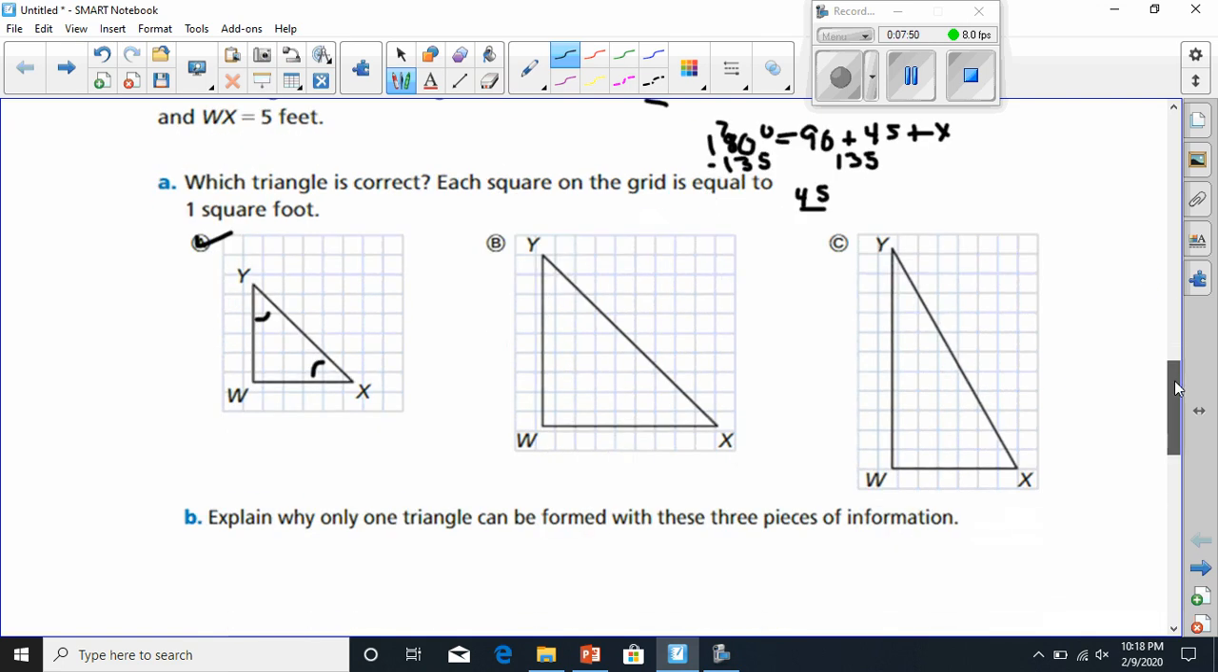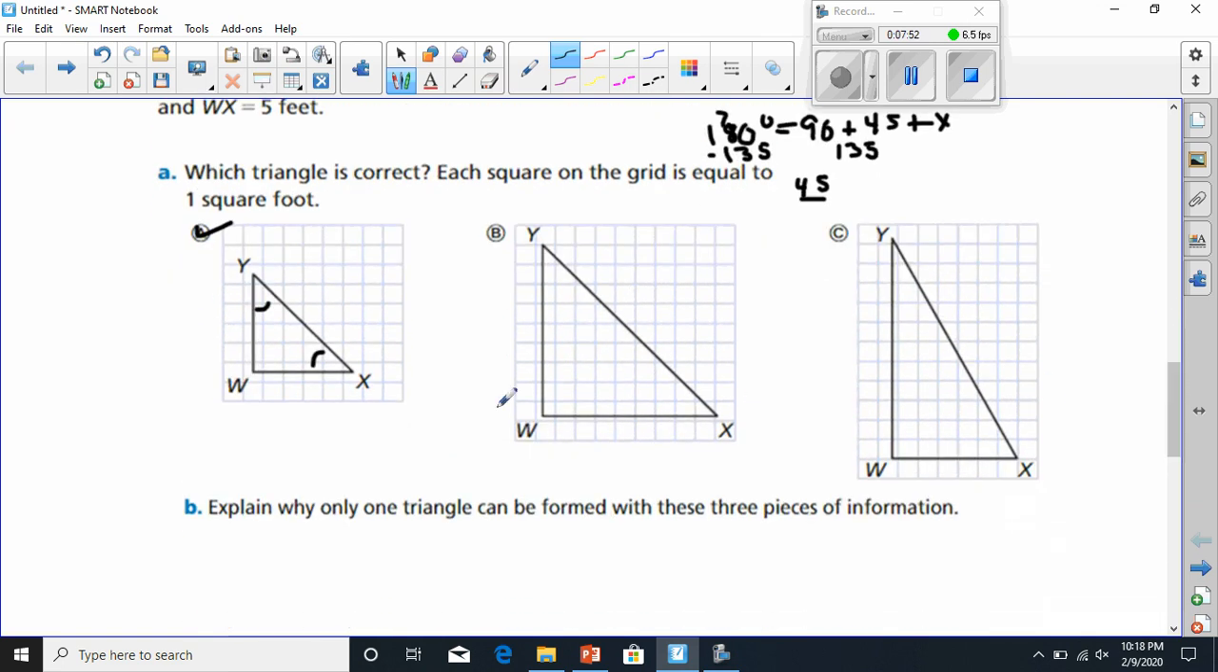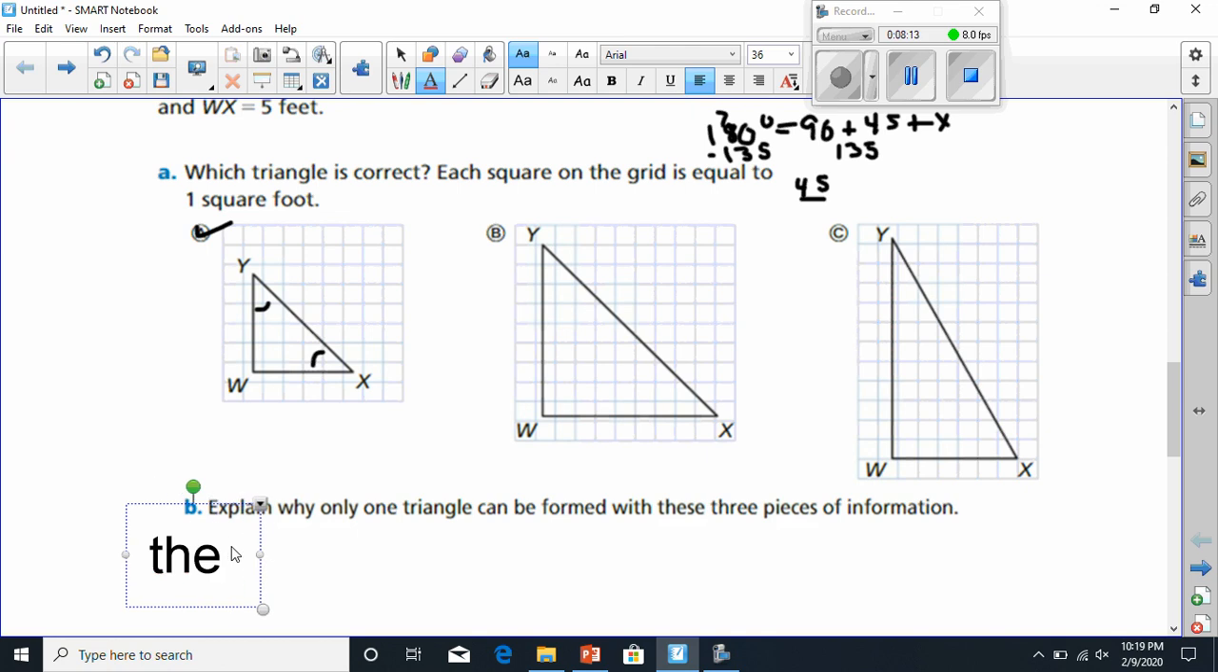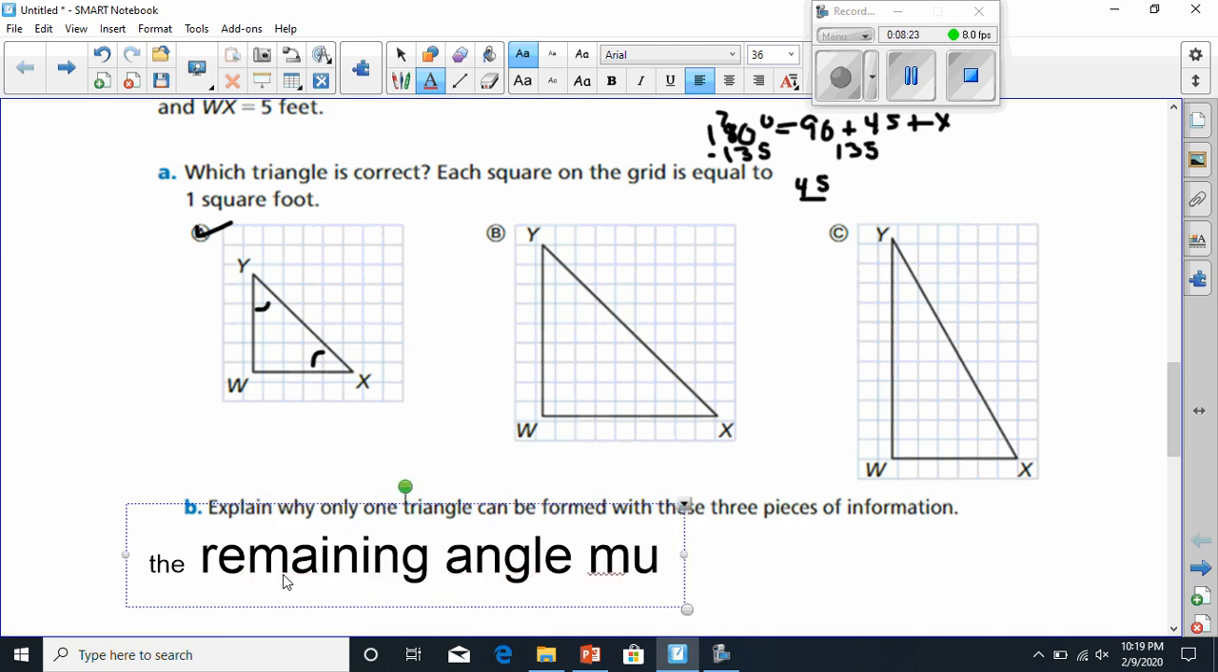All right, let's go ahead and worry about number B: explain why only one triangle can be formed with these 3 precise pieces of information. Well, we just did, right? I'm going to type this out. The remaining angle must be 45 degrees.